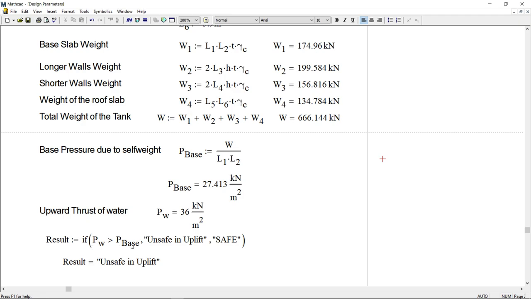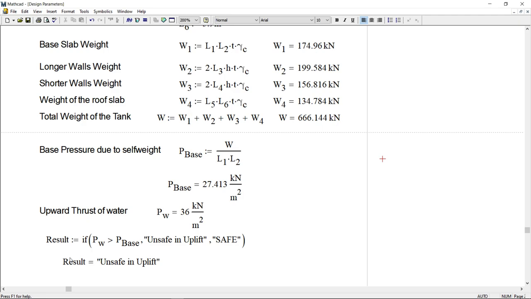If this upward thrust is more than the stabilizing pressure because of the weight of the concrete, there is a chance of uplift conditions. That means this tank will float and maybe it will be uprooted. Mind it, this tank will not only float; the moment the pumping is stopped, because of this upward pressure, the tank will be uprooted. So it will be a very, very unsafe condition. Rather, it will be a total failure. It will be a disaster.